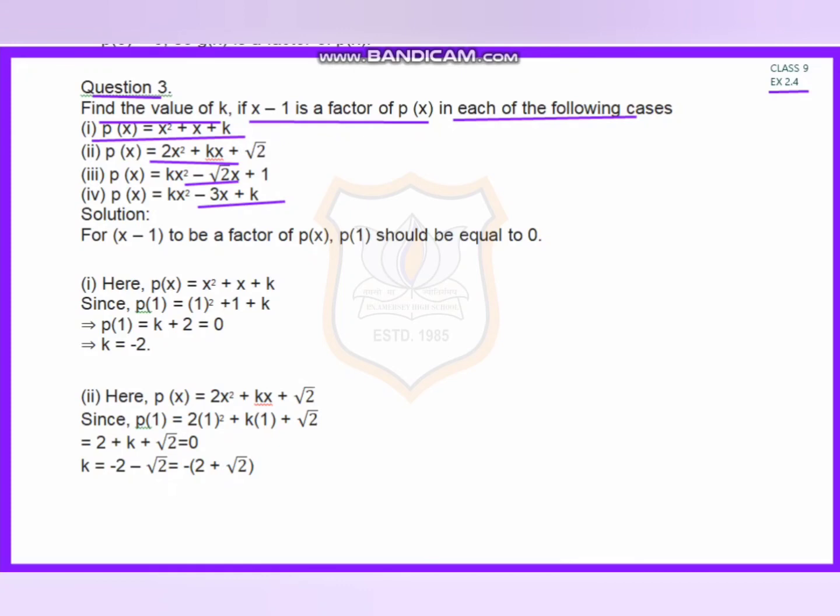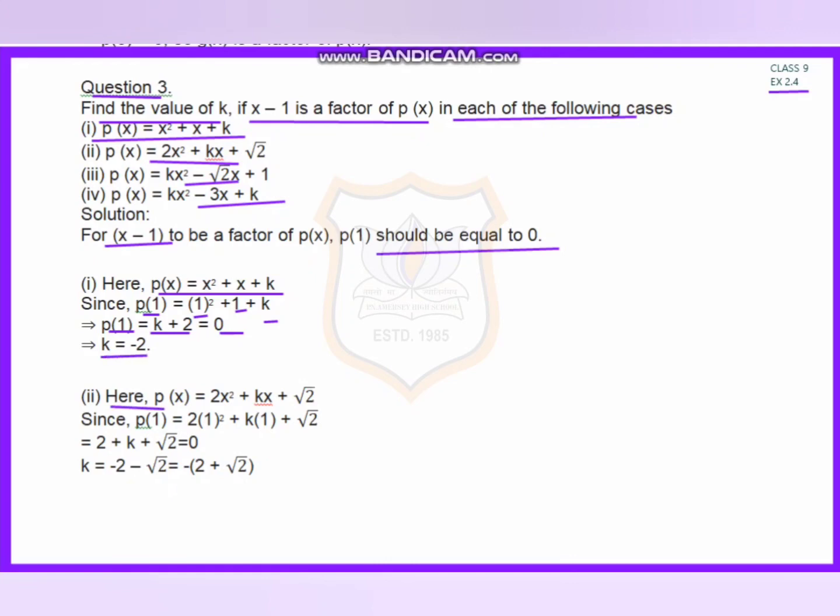First, for x minus 1 to be a factor, we have to equate x minus 1 equal to 0, so we get the value of x equal to 1. Here p(x) is x square plus x plus k. If I put the value as 1, we should get 0, because it is given that this is a factor of the above polynomial. Now I put the value of x as 1. This is 1 square, and instead of x I put 1, and k as it is. I equate it with 0. So p(1) is 0. 1 square is 1, plus 1 is 2, so 2 plus k equals 0. The 2 goes to the other side and becomes negative, 0 minus 2. So k is minus 2.